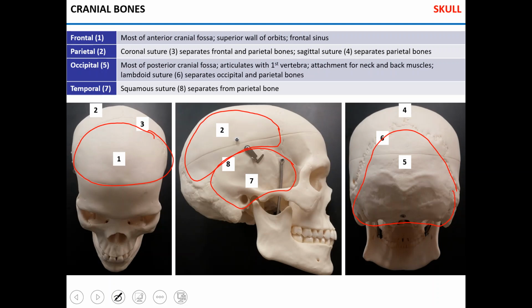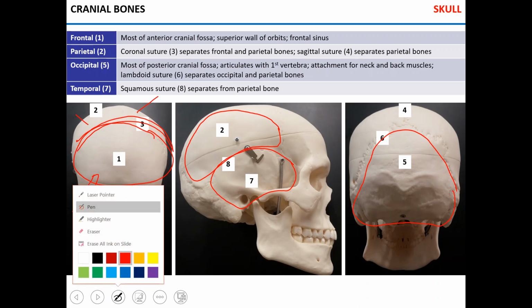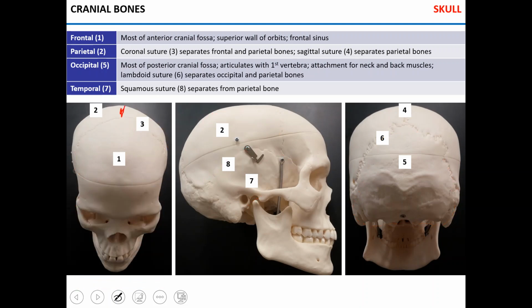Parietal bones here and here are separated from the frontal bone by the coronal suture, and the sagittal suture separates the two parietal bones from each other. Parietal bones are separated from the occipital bone by the lambdoid suture, and parietal bones are separated from temporal bones by the squamous suture.